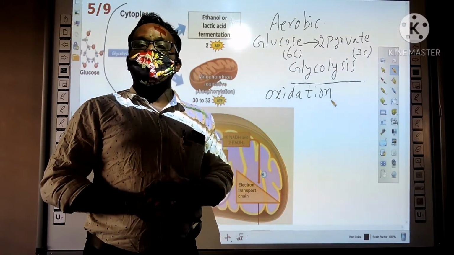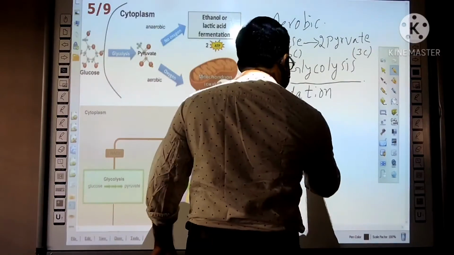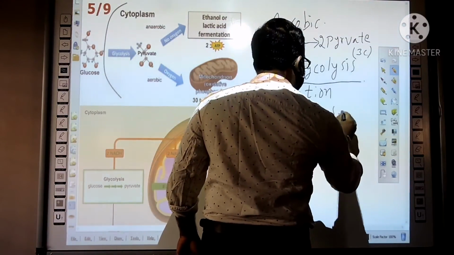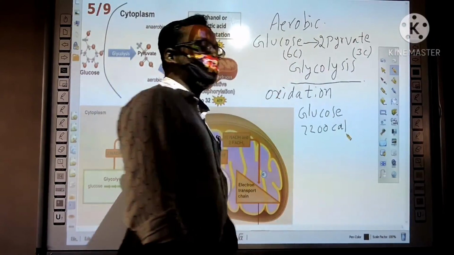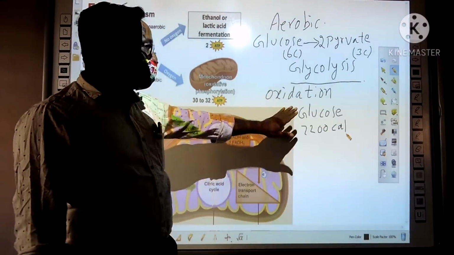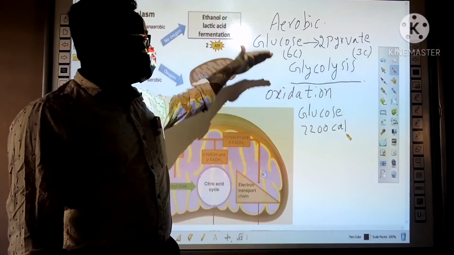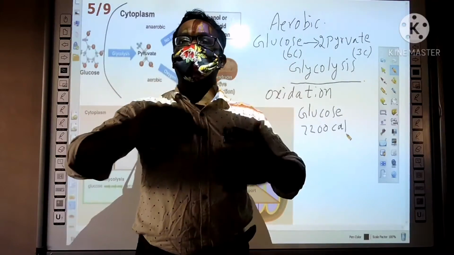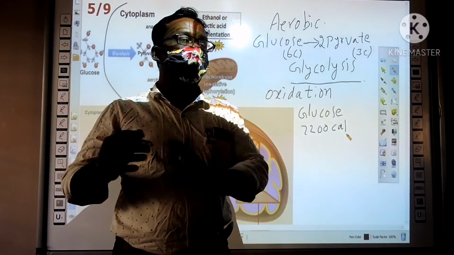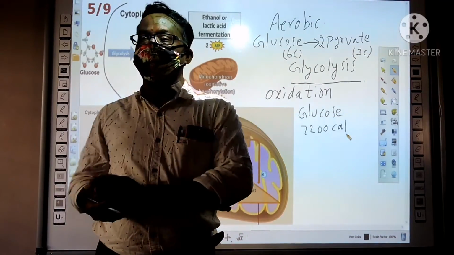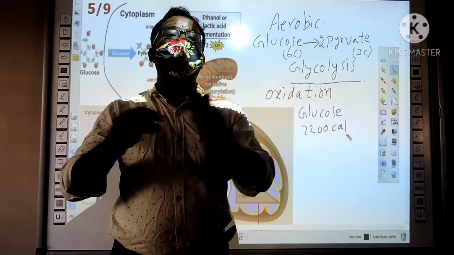At the end of cellular respiration, from one glucose molecule, 7,200 calories of energy is released. But it does not happen in a single step. To release energy from glucose, there are several reactions. At each reaction or step, a small amount of energy is released. For example, in the first step, glycolysis, 2 molecules of ATP are released.